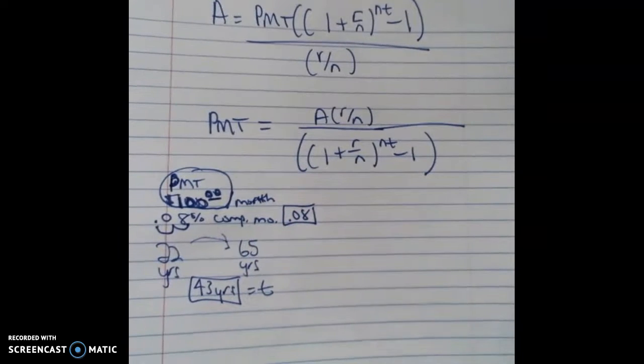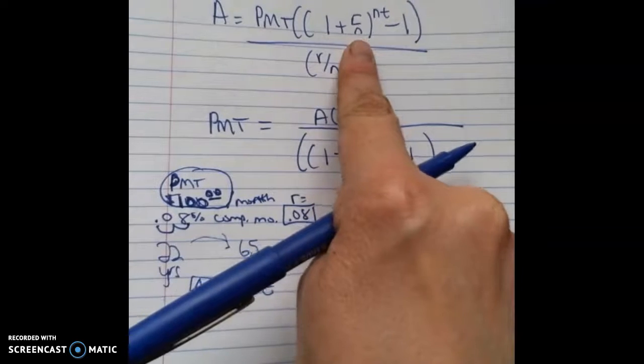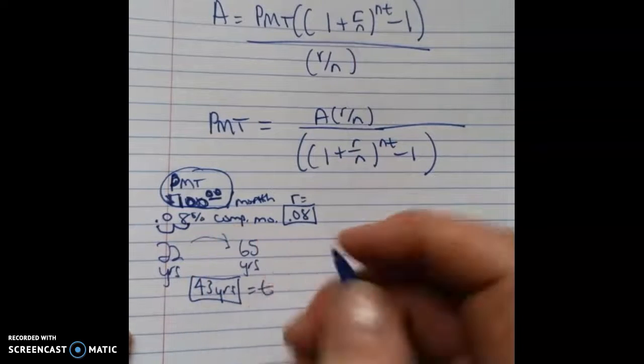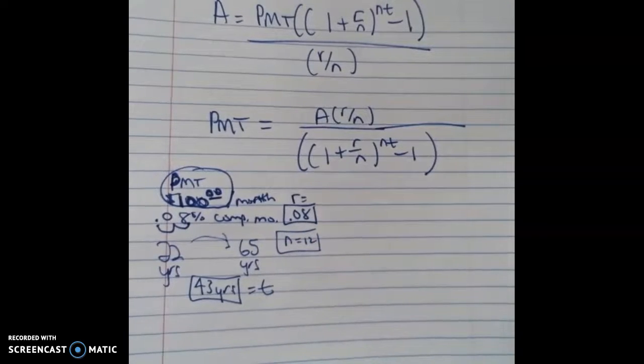All right, so that's my rate. R equals this, and I know time. Compounded is N. How often is it compounded? It's compounded monthly, meaning you get interest every month. So there we go. Now we know our variables.